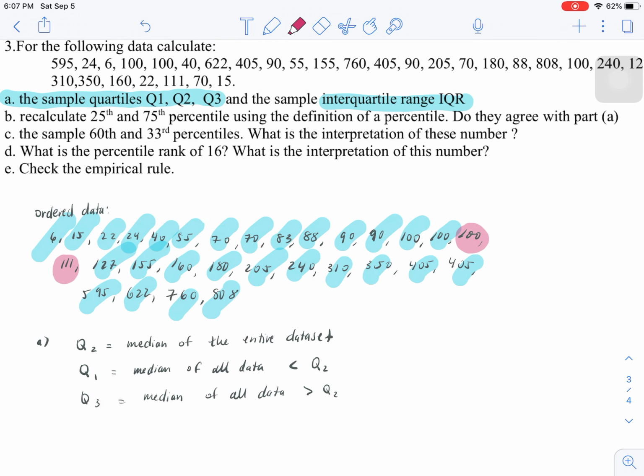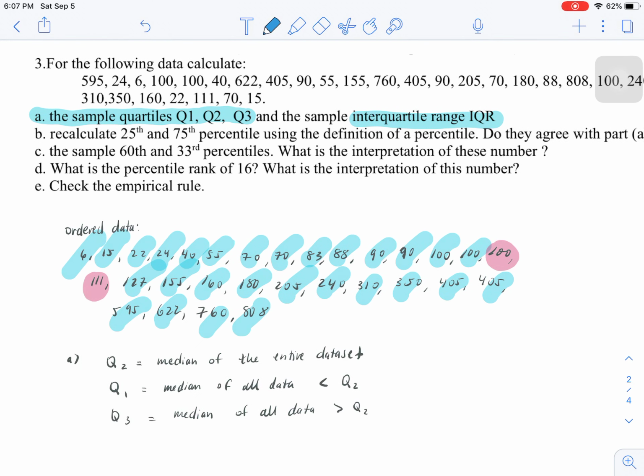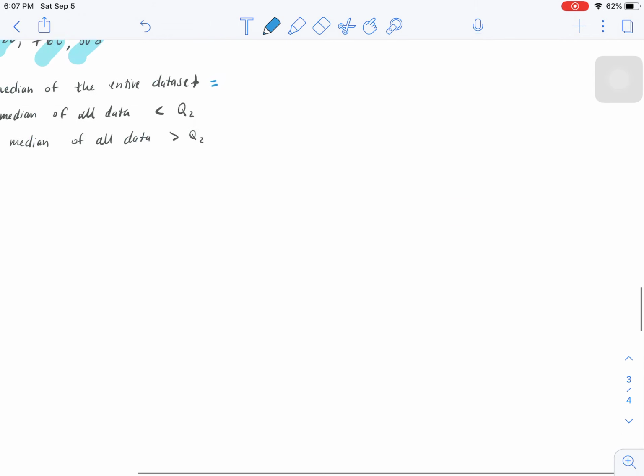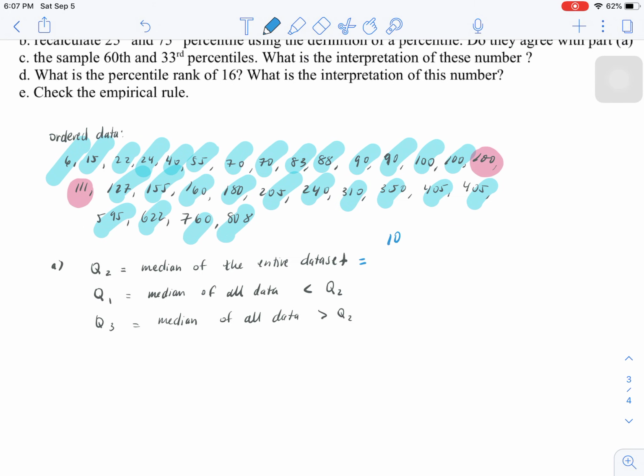That happens anytime we have an even number of data points in our data set. If you count up, we have 30 data points. So whenever we have 2 data points in the middle, to find the median, we simply take the average of those 2. I want to take the average of 100 and 111, and that is 105.5. So 105.5 is our median, Q2.